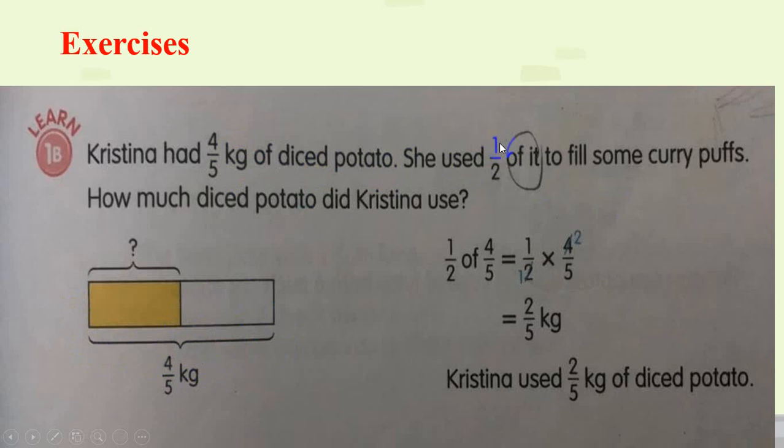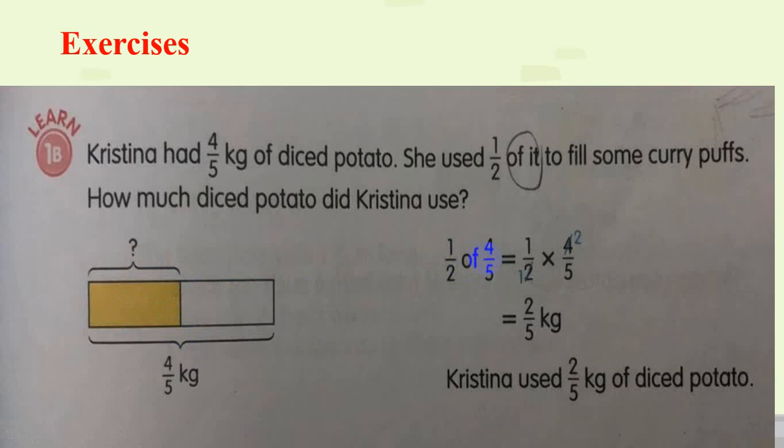Half of it, so we have to cut the 4 over 5 kg here into two equal parts. And this is the half of 4 over 5 kg, which we can say is 1 over 2 of 4 over 5 kg. So how much diced potato did Christina use? It means: how much is 1 over 2 of 4 over 5? Then what operation should we do here? You may see the keyword "of". Here, "of" refers to multiplication. So you have to multiply 1 over 2 by 4 over 5.